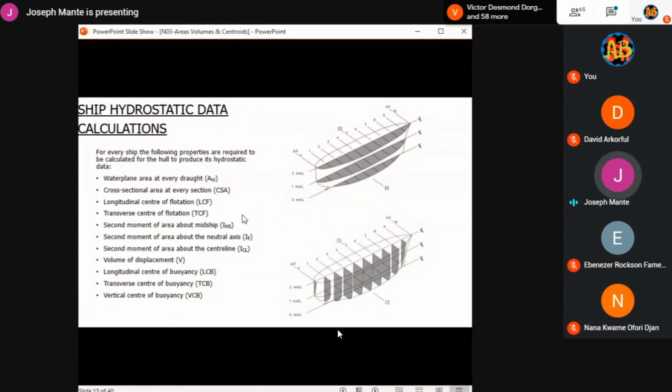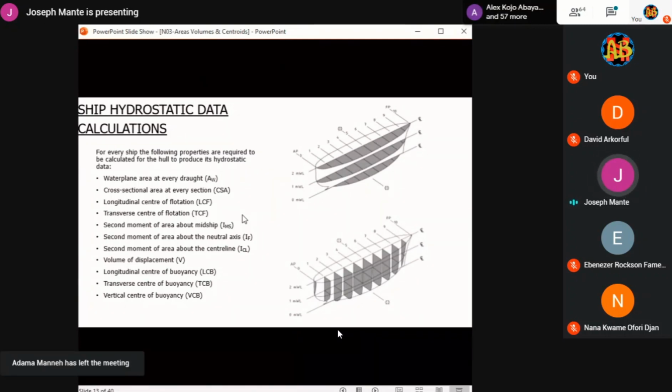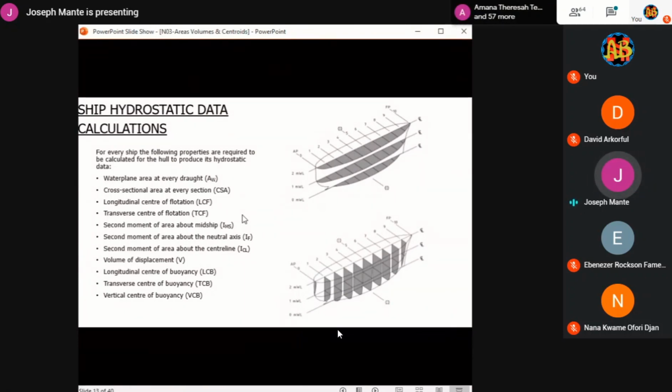Then we go to the longitudinal center of flotation. You should be able to know where the ship will be able to float at a certain point, before you realize you have capsized. Transverse center of flotation, you should be able to know that. Second moment of area about midship, to know the forces and all that. Second moment of area about the neutral axis, and about the center line. The volume of displacement, how much water the vessel has displaced. Longitudinal center of buoyancy, you should be able to know.